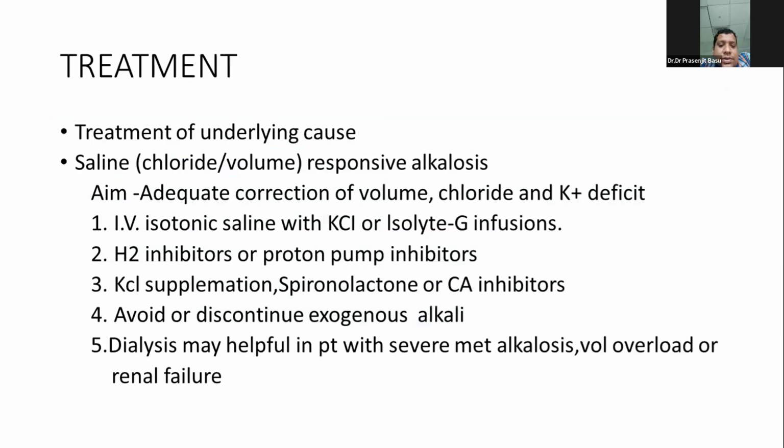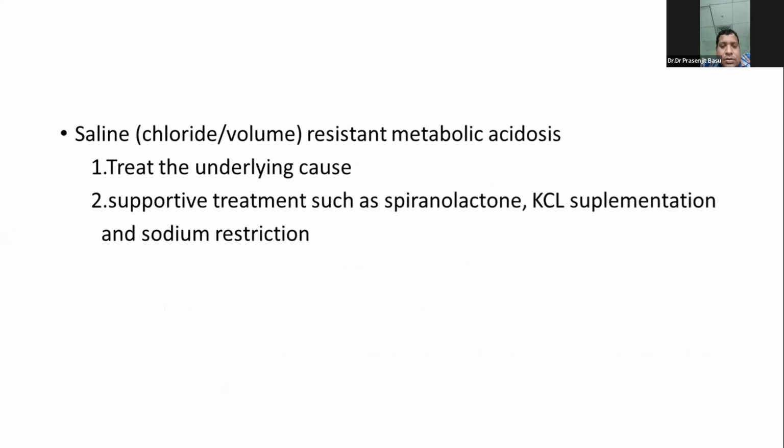Treatment of the underlying cause. For saline-responsive alkalosis, aim at adequate correction of volume, chloride and potassium deficit. So we administer IV isotonic saline with KCl or isolyte infusion, H2 blocker or proton pump inhibitor, KCl supplementation, spironolactone or carbonic anhydrase inhibitor. Avoid or discontinue exogenous alkali. Dialysis may be helpful in patients with severe metabolic alkalosis, volume overload, or renal failure. For saline-resistant metabolic alkalosis, treat the underlying cause with supportive treatment such as spironolactone, KCl supplementation, and sodium restriction.